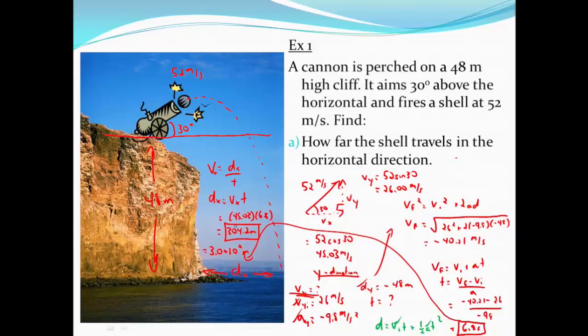Again, it's a two-stepper to get the time, but then it's a very straightforward equation to get the distance. But 304.2 meters is the correct solution. So follow the steps. Again, it follows the steps of the other types of projectiles as well. Only difference, of course, is we had to find that final velocity first.